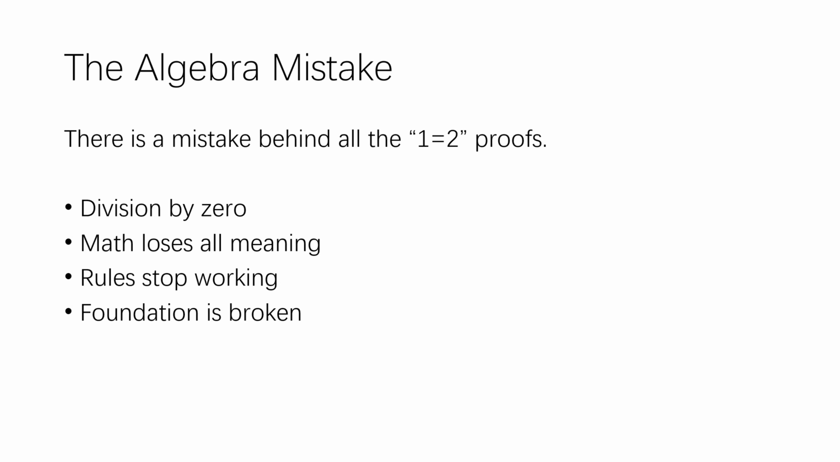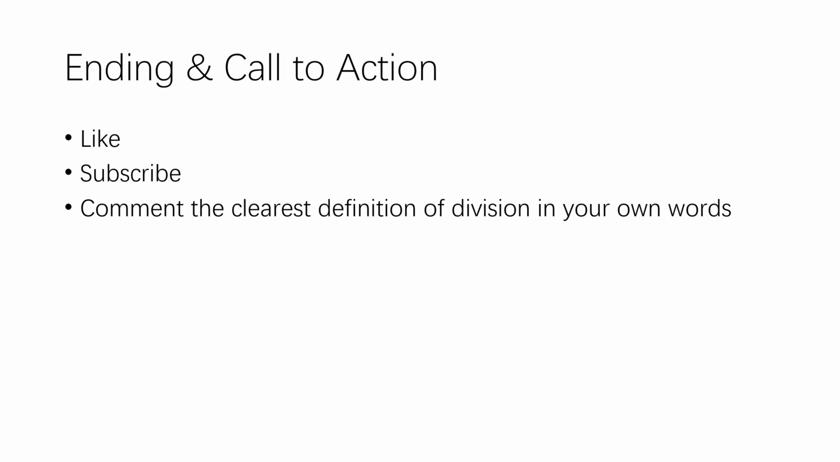But there is a hidden mistake behind all the 1 equals 2 proofs. They sneak in division by 0. Once that happens, math loses all of its meaning. Rules stop working because the foundation is broken. So dividing by 0 isn't illegal because mathematicians are strict. It is undefined because the question itself makes no sense.